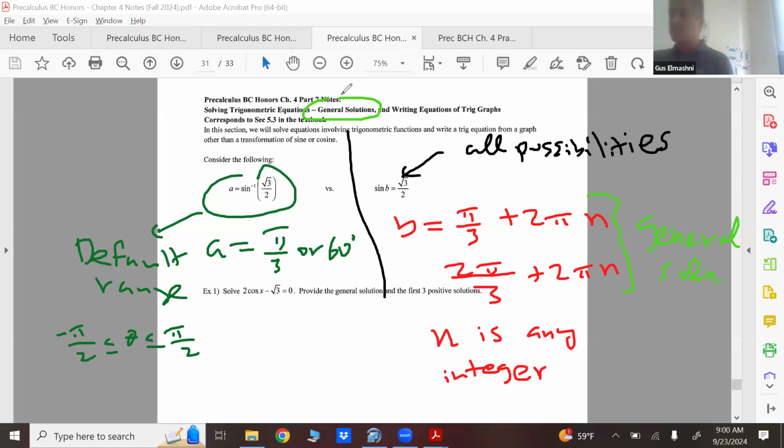Okay, question. Go ahead, Thomas. If you're asked this question, how do you know it's asking you for all possibilities? I would say find the general solution. I would explicitly say it in the instruction, like in example 1.